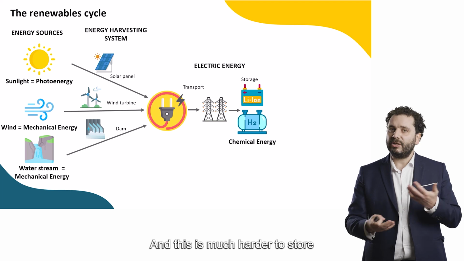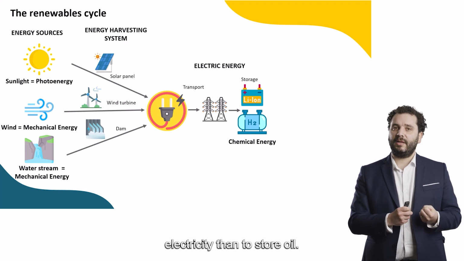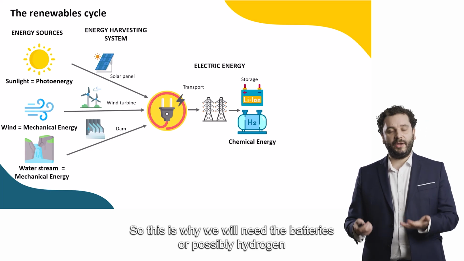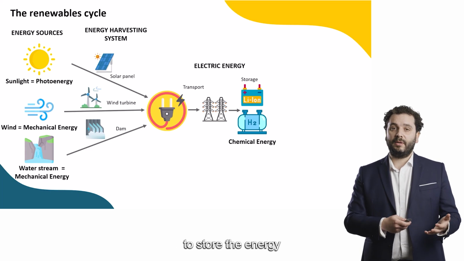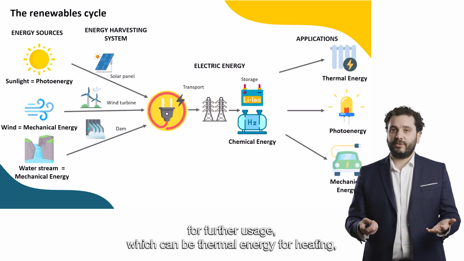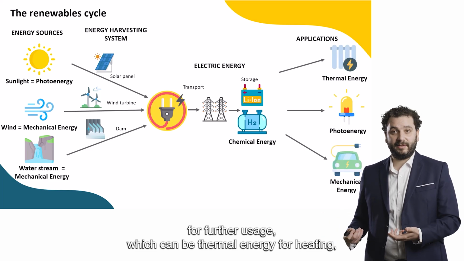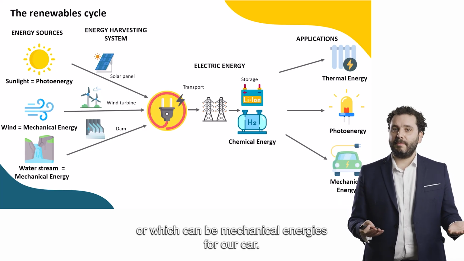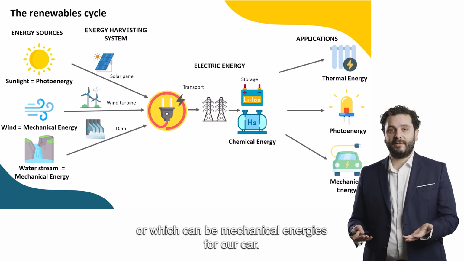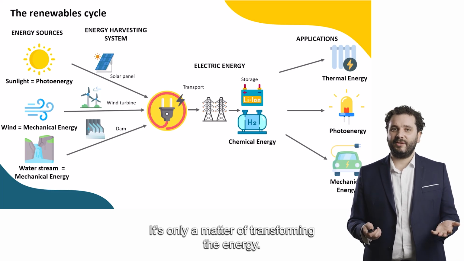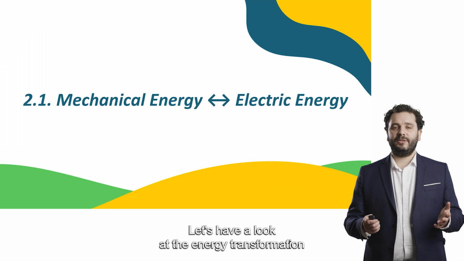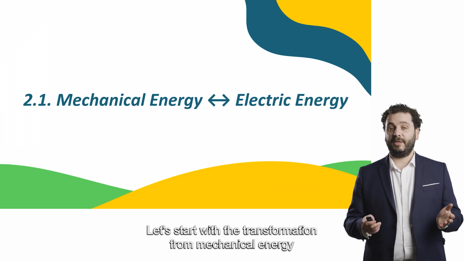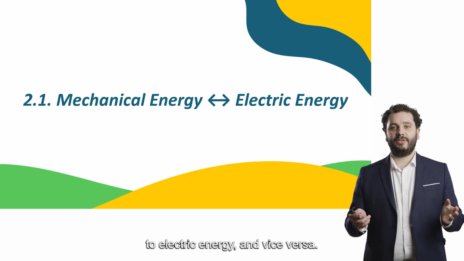And this is much harder to store electricity than to store oil. So this is why we will need batteries or possibly hydrogen to store the energy for further usage, which can be thermal energy for heating, which can be again photoenergy for our houses, or which can be mechanical energies for our car. It's only a matter of transforming the energy. Let's have a look at the energy transformation in the context of the green and digital transition. Let's start with the transformation from mechanical energy to electric energy and vice versa.